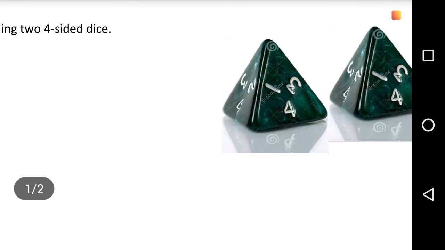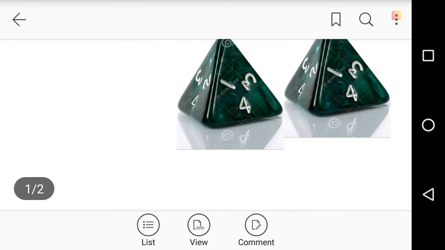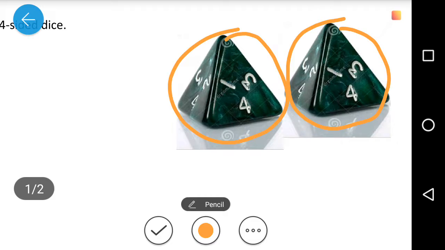Quickly, a four-sided die kind of looks like this. We're going to roll two of them. I'm going to call one of them green and one of them red. In the picture here, they're both green, but I couldn't find a red picture. You'll notice that there are four possibilities. You can get a 1, a 2, a 3, or a 4. Okay, it's a four-sided die.